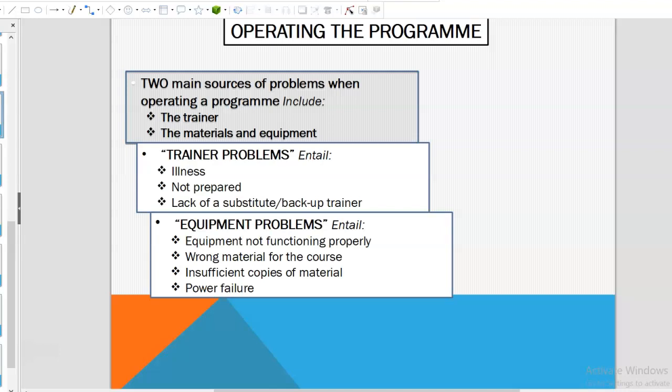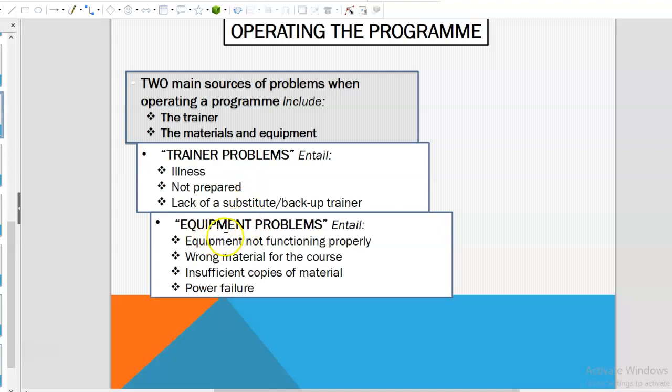So in other words, this is a session whereby the trainer is engaging with the audience. So if you look at this, for instance, the problems could be that the trainer becomes ill, or lack of preparation on the side of the trainer, or lack of a substitute or a backup trainer. So in other words, if the trainer doesn't show up, who will be the substitute? We have to plan for such things.